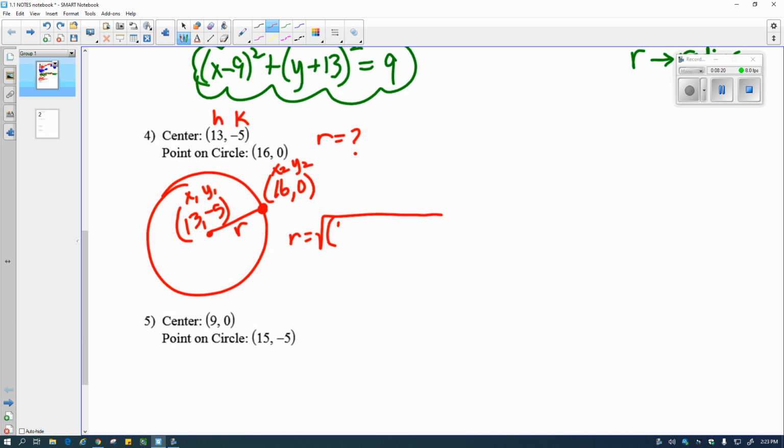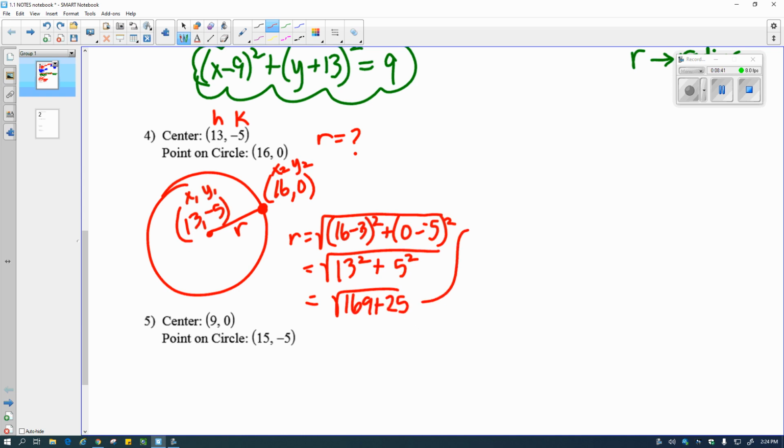So this is 16 minus 3 quantity squared plus 0 minus negative 5 quantity squared. I'll end up with 13 squared plus 5 squared, or 169 plus 25, or a radius of the square root of, what is it, 194, I believe.